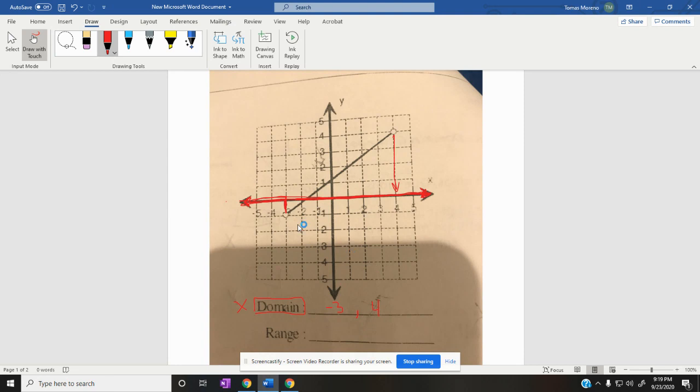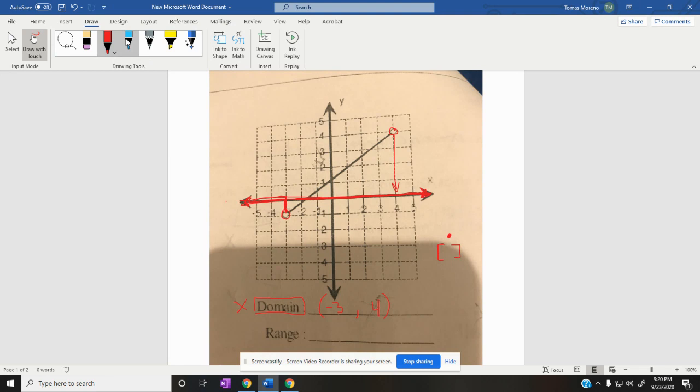Now here's the thing, this plays a big role. Whenever it's not shaded in, you're going to use parentheses. Whenever it is shaded in, if it was a solid dot like this, you would use what we call brackets. Hopefully we'll be able to do another problem that would have that.